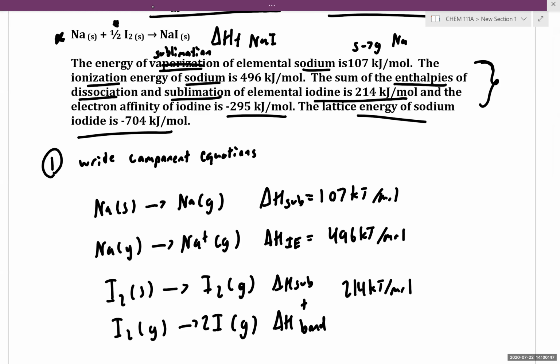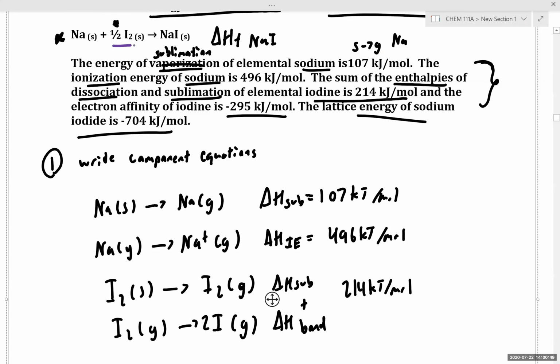Now, this is our first juncture, and this is the only tricky part of this problem. How many iodine atoms do we need in sodium iodide? Do we need 2 iodine atoms or 1?